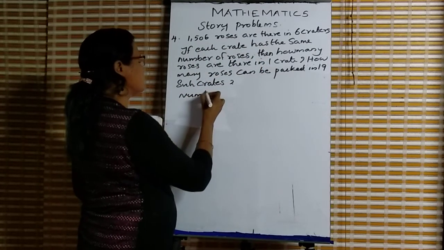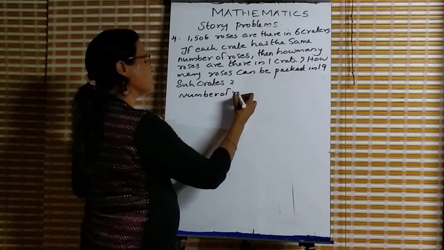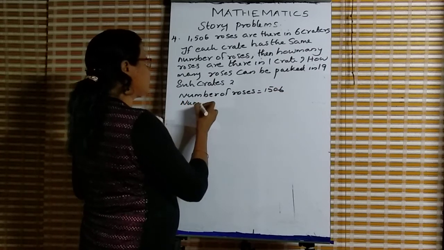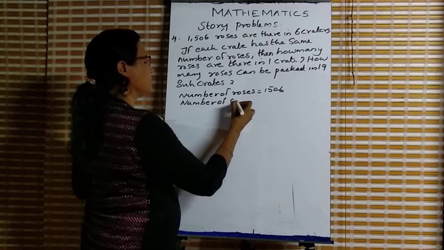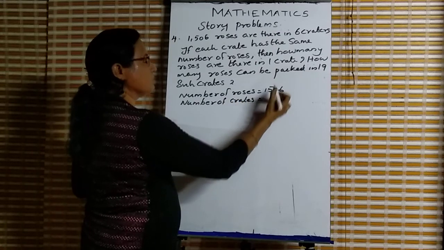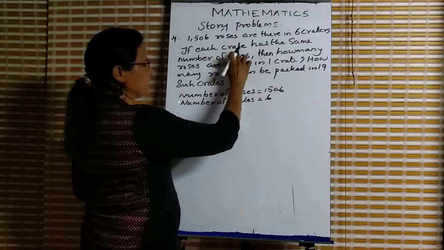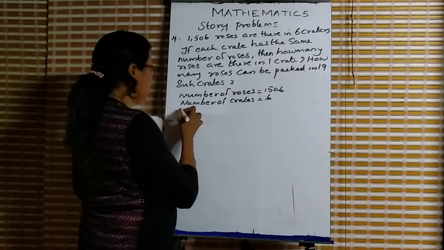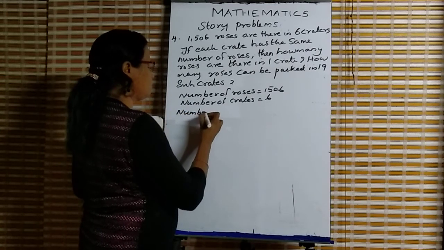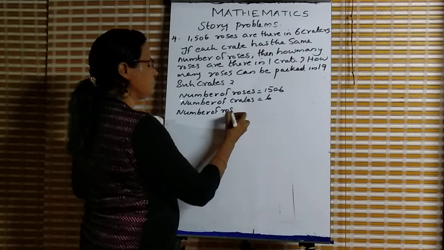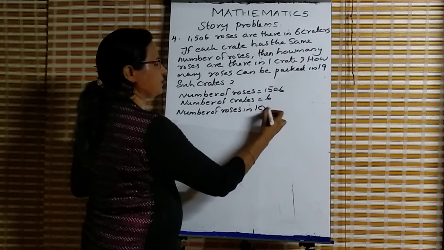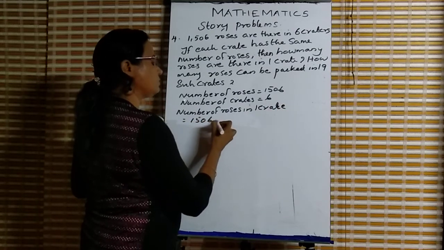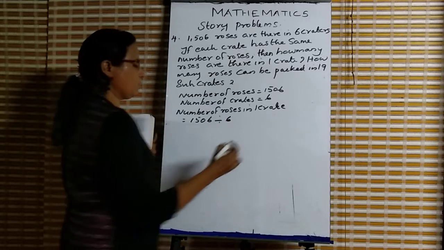Number of roses 1506. Number of crates 6. Crates means a large box. Then if each crate has the same number of roses, then how many roses are there in one crate? Number of roses in one crate is equal to 1506 division 6.